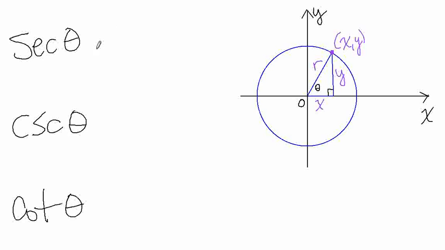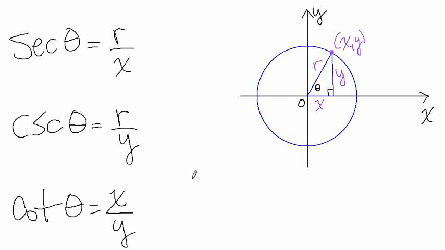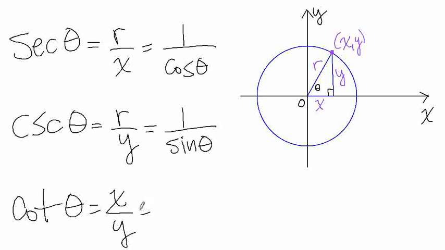Now, the secant, cosecant, and cotangent functions are defined in terms of similar ratios. The secant of theta is equal to r over x. The cosecant of theta is equal to r over y, and the cotangent of theta is equal to x over y. Now notice that the secant of theta is equivalent to the reciprocal of the cosine of theta. Notice that the cosecant of theta is equivalent to the reciprocal of the sine of theta. And notice that the cotangent of theta is equivalent to the reciprocal of the tangent of theta.